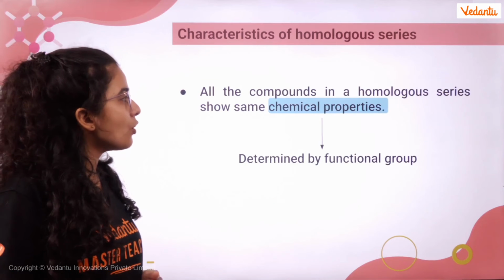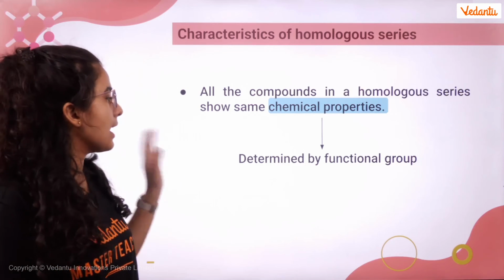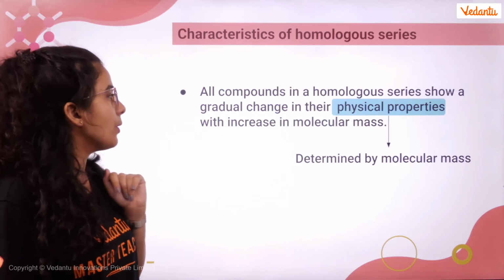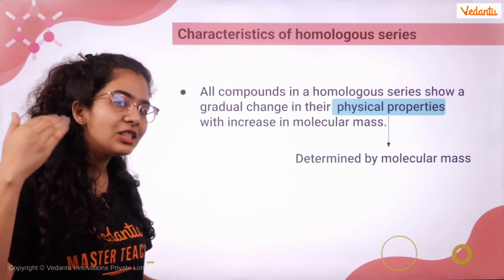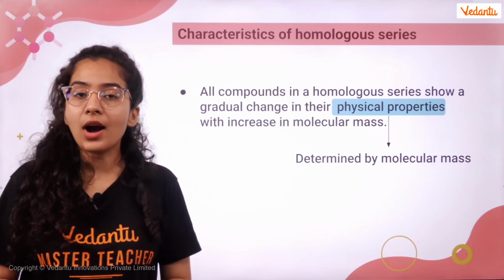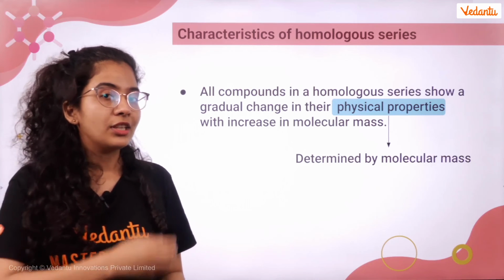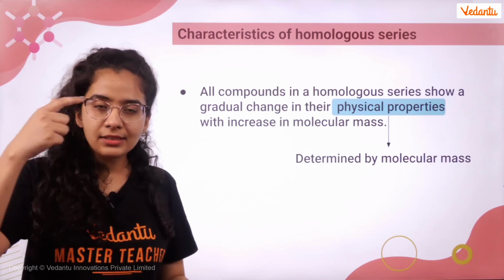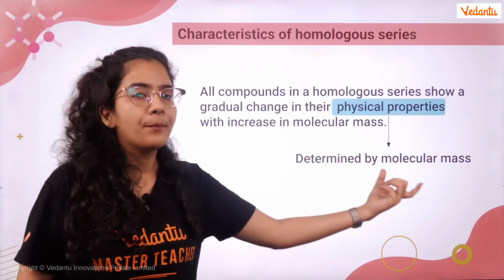All the compounds in a homologous series show the same chemical properties because they have the same functional group. And all compounds in a homologous series show a gradual change in their physical properties. Why? Because their molecular mass is gradually increasing. So they show different physical properties which gradually increase due to the molecular mass.